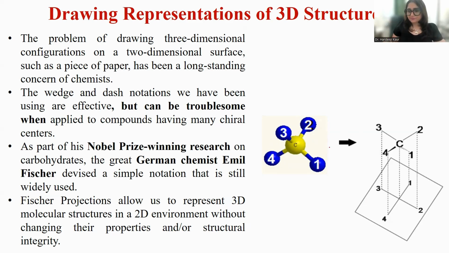So here you can see this is the carbon. Okay, these 2 and 3 are normal lines, but this 4 is, suppose, here, and this 1 is away, because it is a dashed line. So this is how we can keep it.